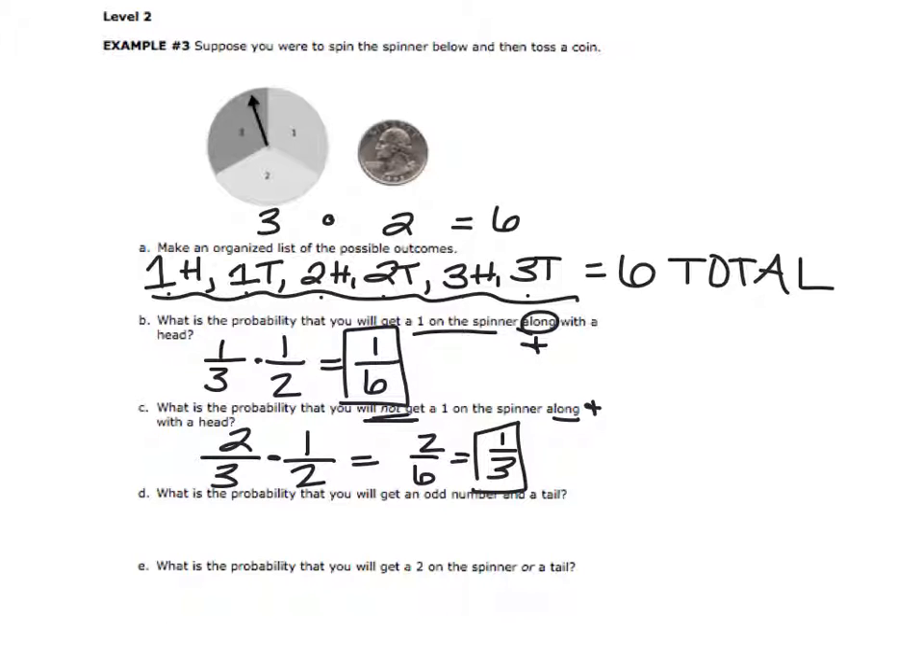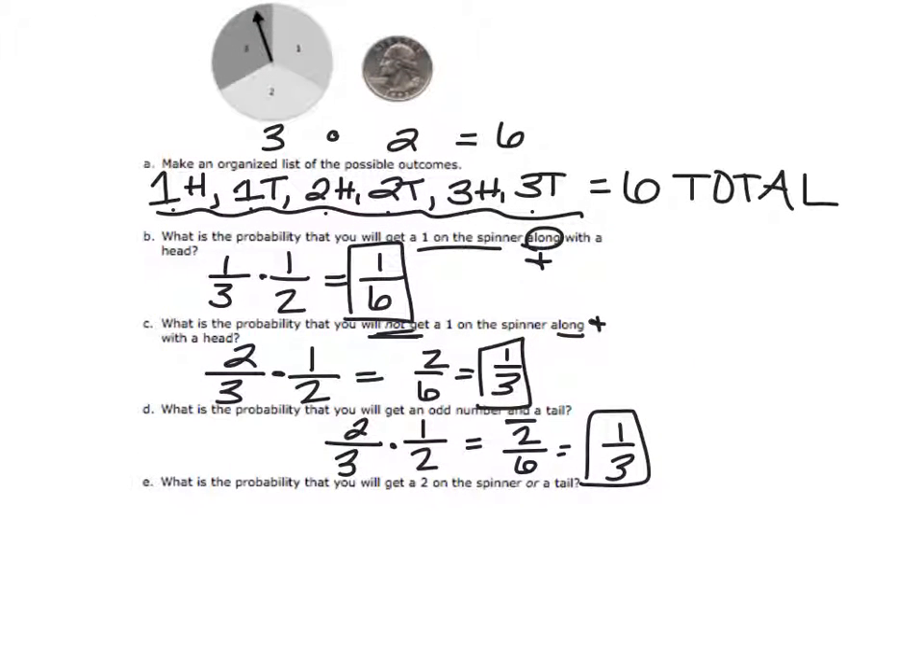Alright, what's the probability that you will get an odd number and a tail? An odd number is 1 or 3. So again, that's 2 things that I want on the spinner, because there are 2 numbers that are odd, out of 3 total. And then a tail happens 1 out of 2 times. So again, this is 2 out of 6, which simplifies to 1/3. So the chance of this happening together at the same time is 1/3, or 33%.